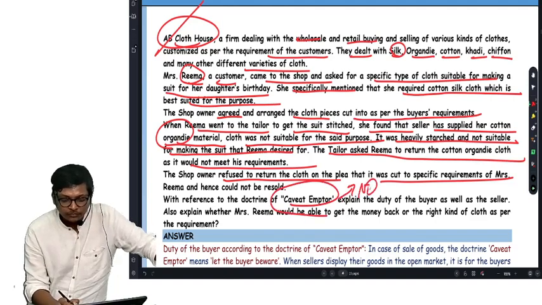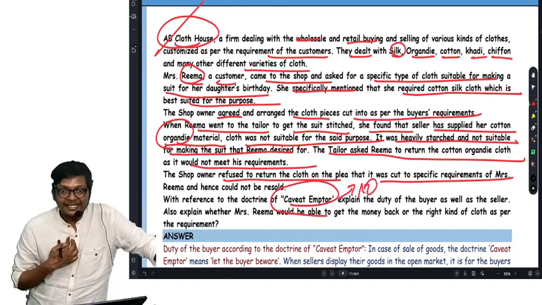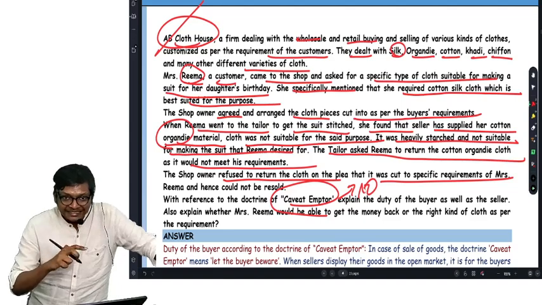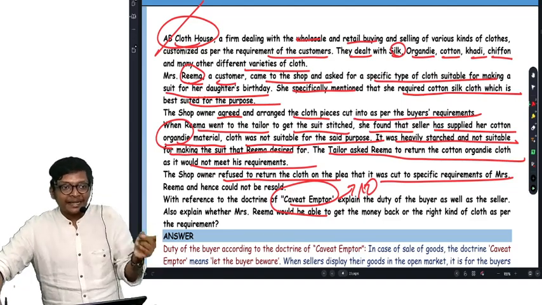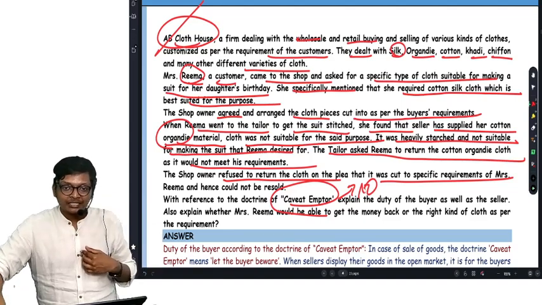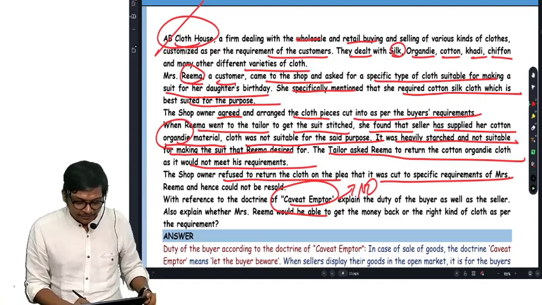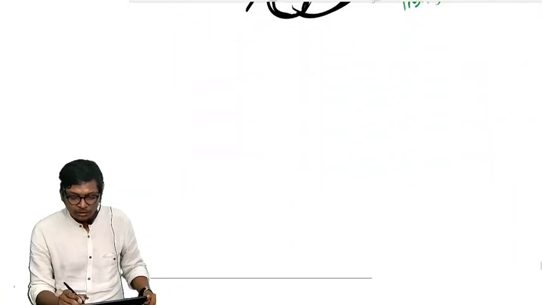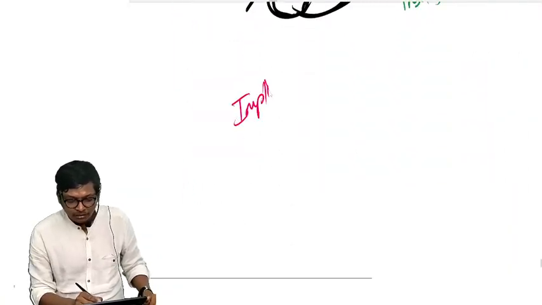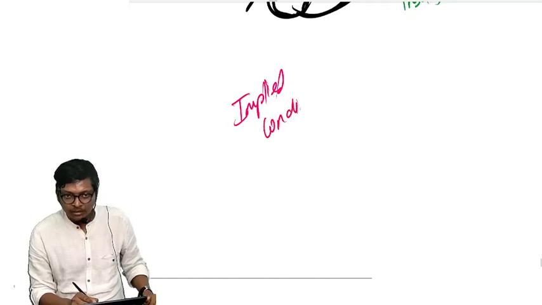No, caveat emptor, let the buyer beware, is not applicable, because for this there is an exception again, sale by description. Correct? If you actually notice carefully the caveat emptor exceptions, there is an implied condition there.